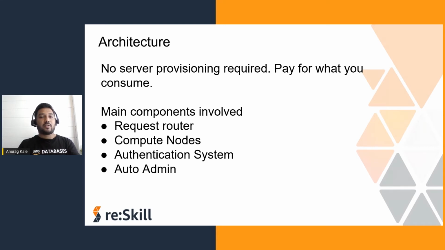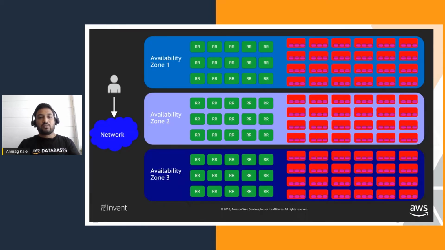There are, you could say, 4 main components: the request router, the compute nodes, an authentication system, and something called auto admin, which does all the DBA kind of tasks for you, which makes DynamoDB a less ops or no ops database. So how does it work?